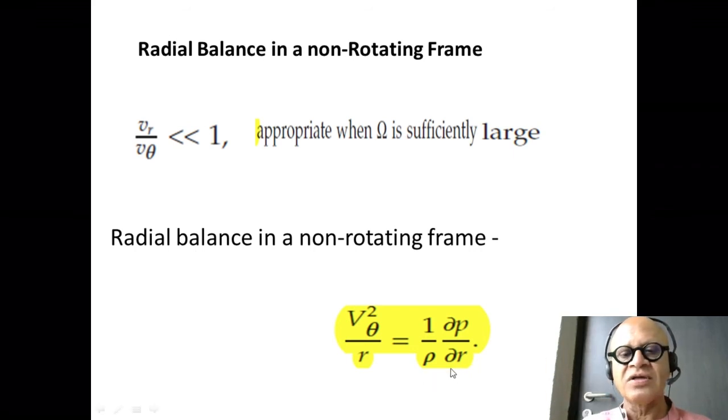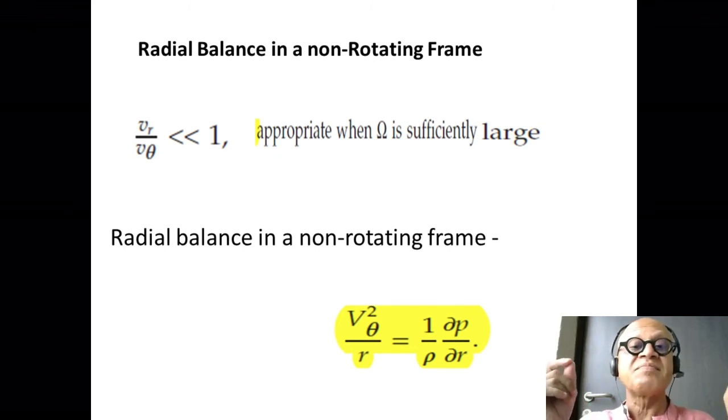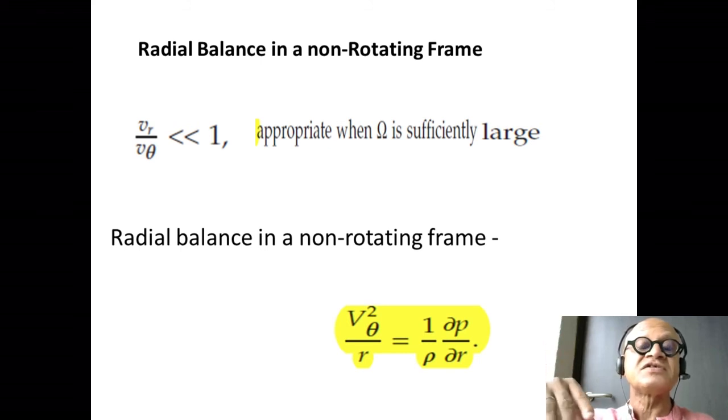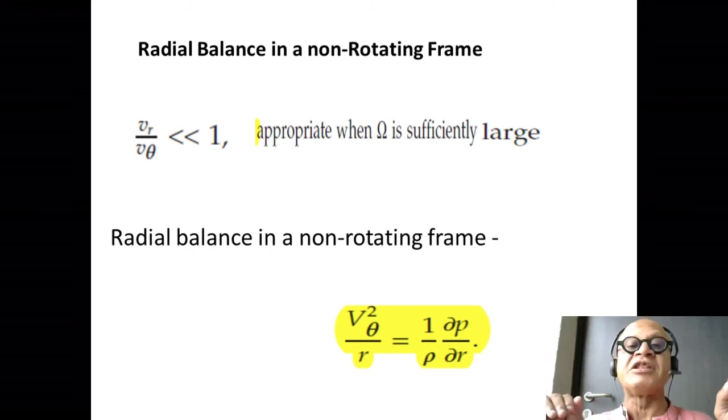It's not linear because this surface is curving, right? So v theta squared over r equals 1 over rho dp/dr. This is the radial balance. I think you know what happens in a rotating framework, except maybe you're used to putting something on a surface and seeing it fly out with a centrifugal force or balanced with friction, etc. We'll see that example a little bit later on.